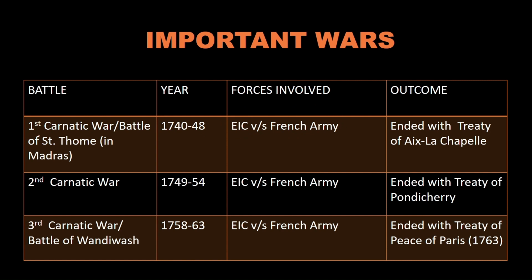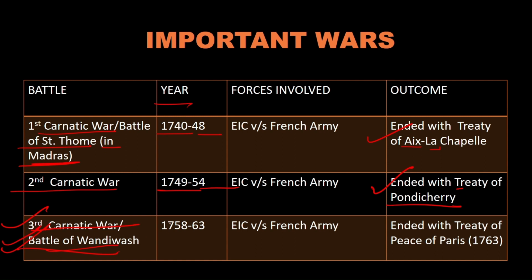So the first Carnatic battle, also known as the Battle of Saint Thome, okay, the place was Madras, and it was fought in the year 1740 to 48, and it ended with the Treaty of Aix-la-Chapelle, okay, important name of the treaty, important. Second Carnatic battle, it was fought in the year 1749 to 54, and it ended with the Treaty of Pondicherry here, okay. And then we have the third Carnatic battle, the Battle of Vandewash, or the last battle here, okay. It was fought in the year 1758 to 63, and it ended with the Peace Treaty of Paris, okay, and the treaty was signed in the year 1763 also, okay. You should remember the year also for this one, okay.